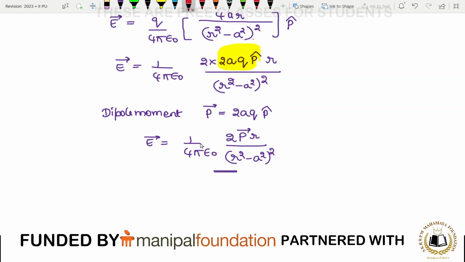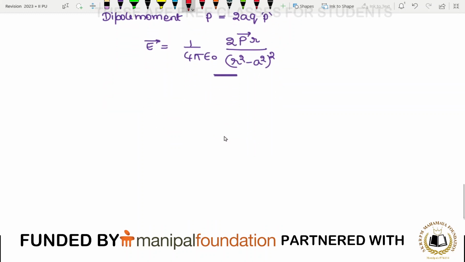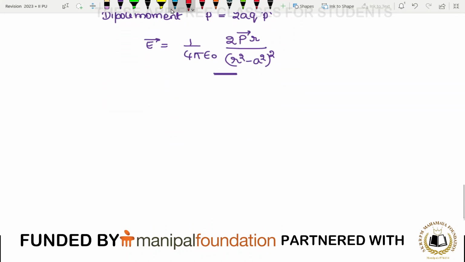Now from here multiple choice questions are possible. They can ask the equation, they can ask the direction, or the angle between electric field and dipole moment. What is the angle here? Theta is 0 degree. And they can ask for short dipole also. So next point I'll write here, for reference, note: short dipole.